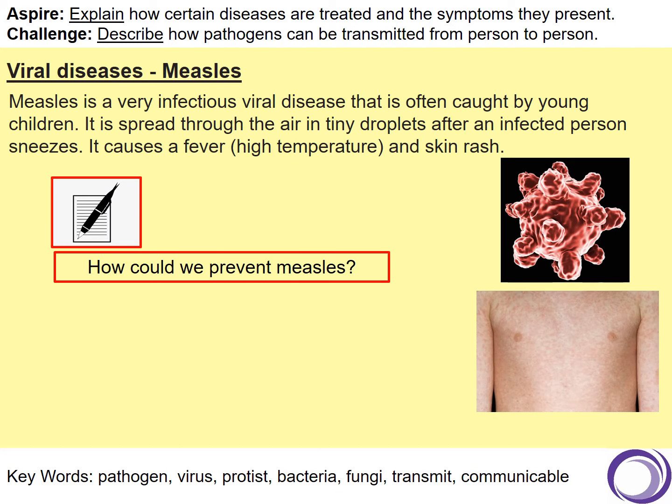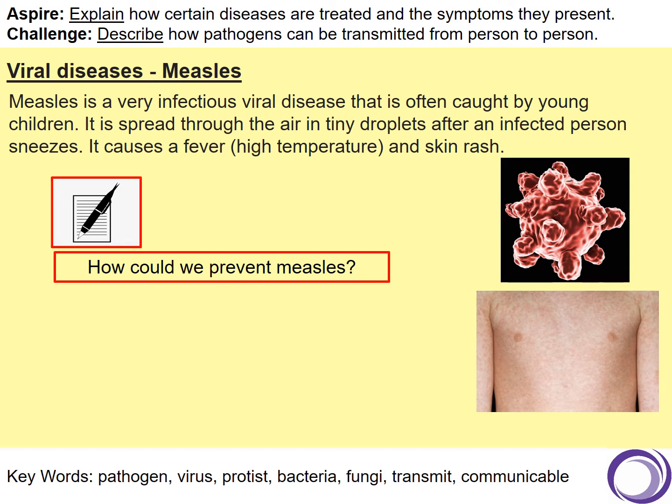Okay, so the first disease that you need to know for your GCSE science exam is the viral disease of measles. So measles is an extremely infectious disease that is often caught by young people and children. It is spread through the air by tiny little droplets that are caused when an infected person sneezes. Some of the symptoms of measles are a fever, so a high temperature, and a skin rash.